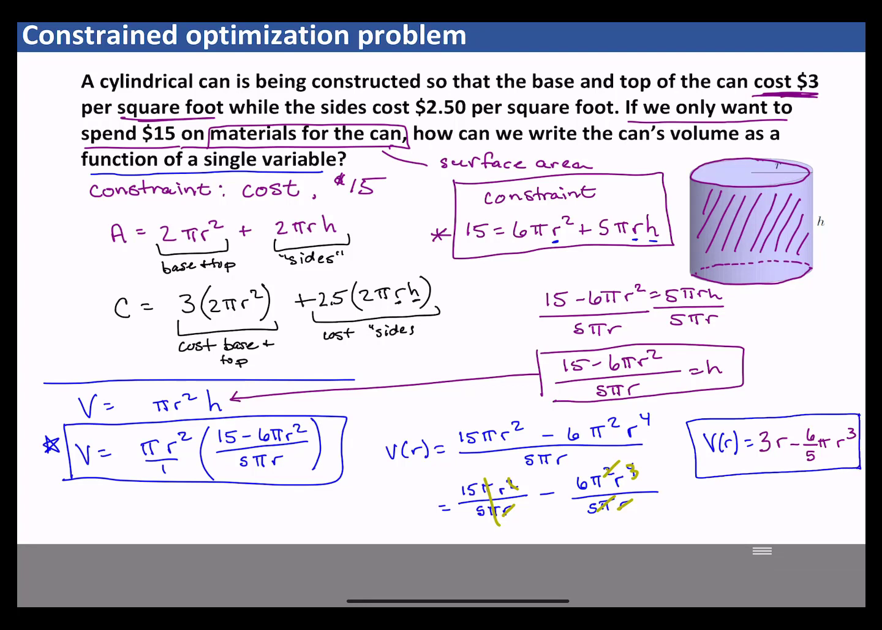And then it's a little easier to see this is a polynomial. We have two terms, 3r and negative 6/5 pi r cubed. It's also reassuring that we have a volume function, and the degree of that function is 3. Volume is cubic units, so this is a good sign that our degree is 3. In the following video, we'll determine the domain of this model, and we'll use this model to determine the dimensions of the cylindrical can with the greatest volume given the cost constraint.